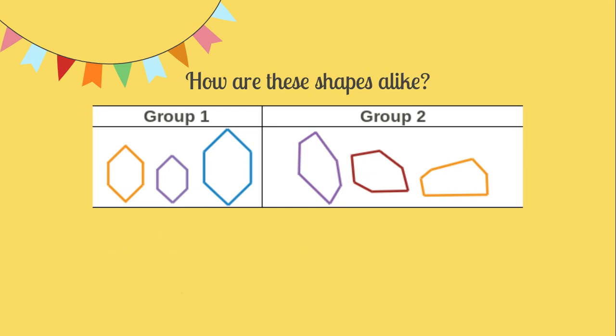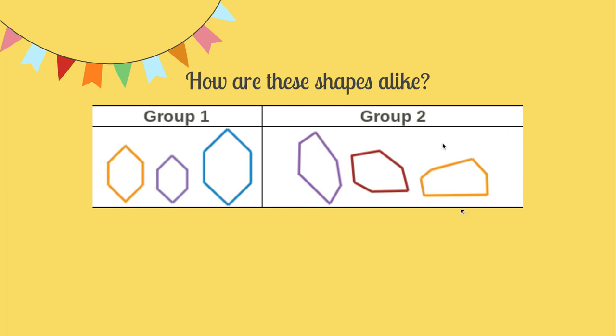All right, how are these shapes alike, or how are they the same? Okay, well, at first glance, it doesn't seem like they have that many similarities. We already talked about how these are all the same length and these are all the same length. So what could make them the same between the two groups? So if I'm looking, this shape has 1, 2, 3, 4, 5, 6 sides. This shape has 6 sides. And this shape has 6 sides. Okay, so all of these shapes here have 6 sides and 6 angles.